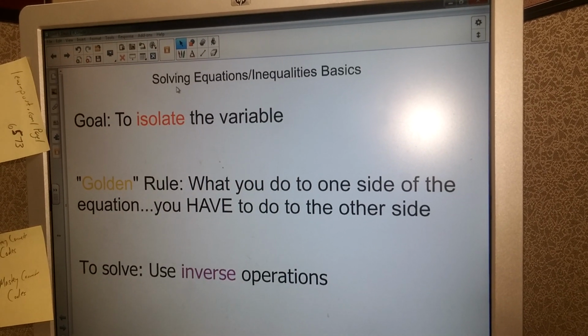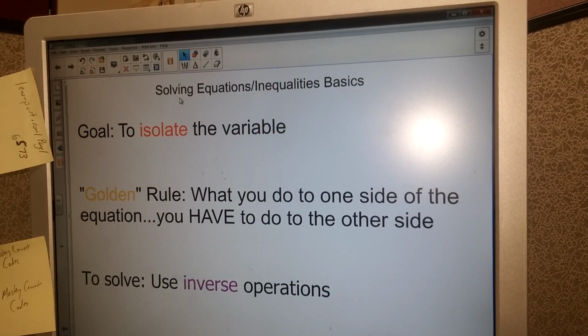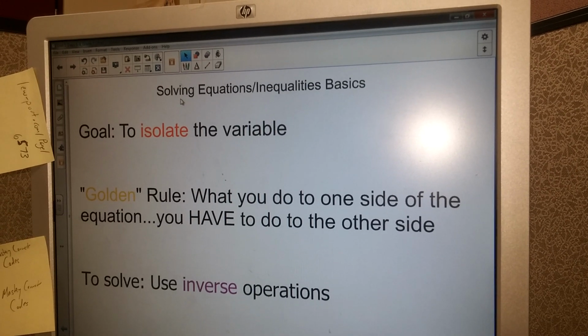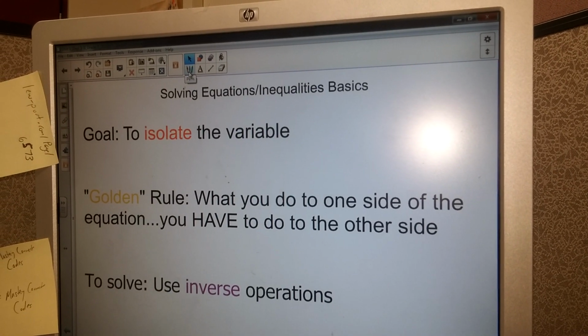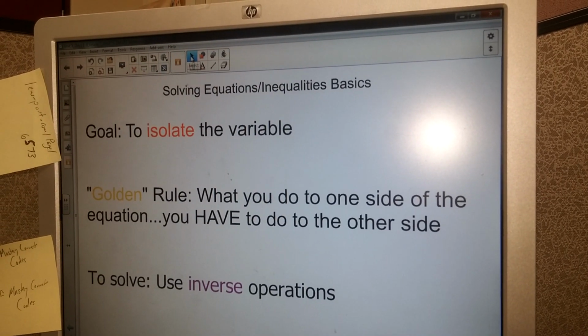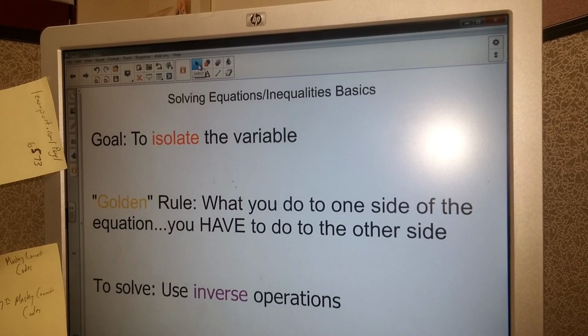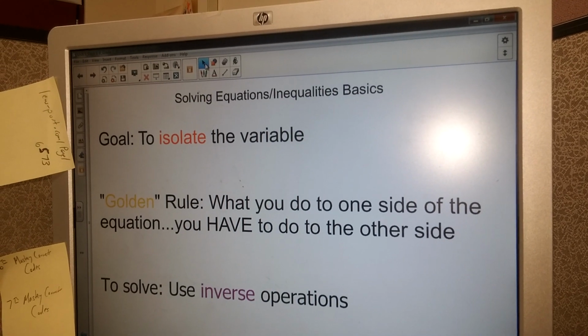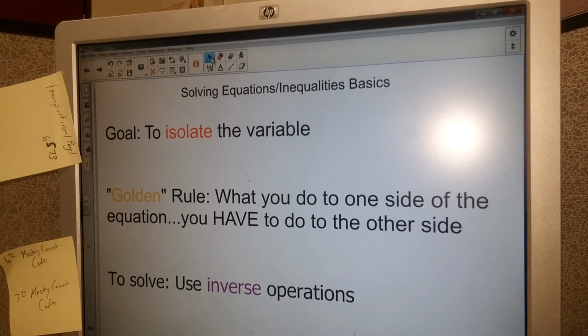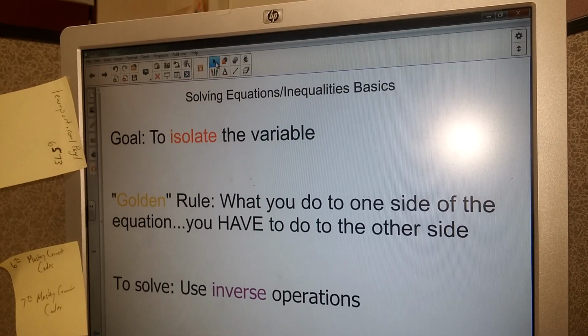All right, when you solve equations, there's a couple key steps. We talked about this last year. The goal, your job, is to isolate the variable. That means to get it by itself. The golden rule is whatever you do to one side of an equation, you must do to the other side to keep it balanced. So if you add 4 to the left side, you must add 4 to the right side. If you divide the right side by 9, you divide the left side by 9.